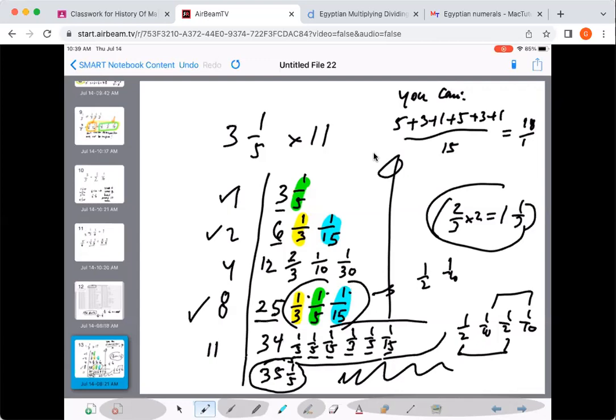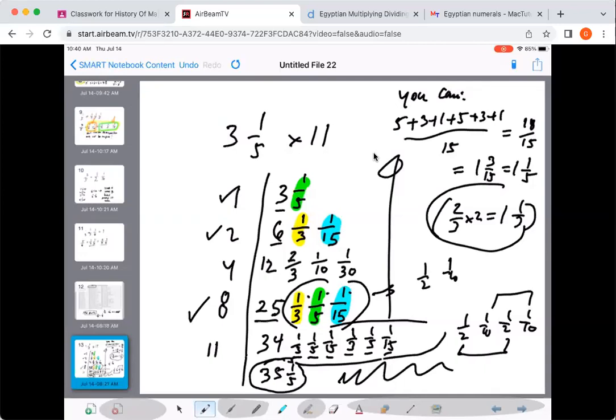Yeah, so each third becomes 5/15, so that's 10. And each of the fifths becomes 3/15, and each of the 1/15 is just 1. So 18 over 15, which for us is the same thing as 1 3/15, which is the same thing as 1 1/5. So I totally permit you to use modern math as your last step to simplify the 34, 1/3, 1/5, 1/15, 1/3, 1/5, 1/15 into 35 and 1/5. Thank you.